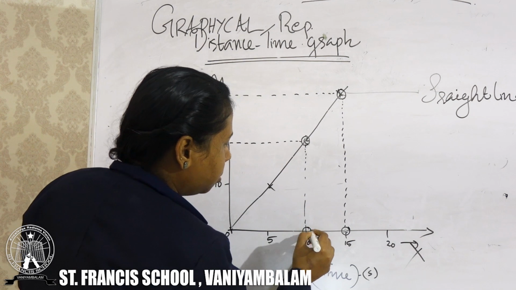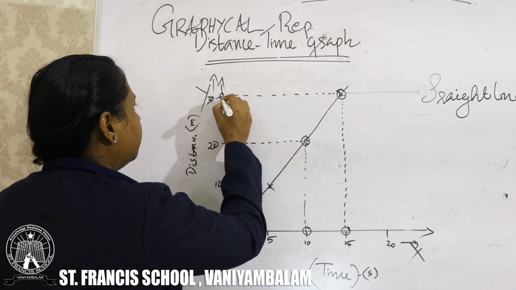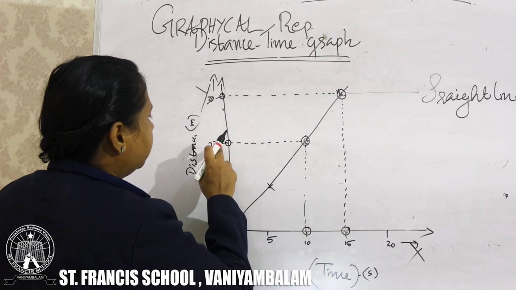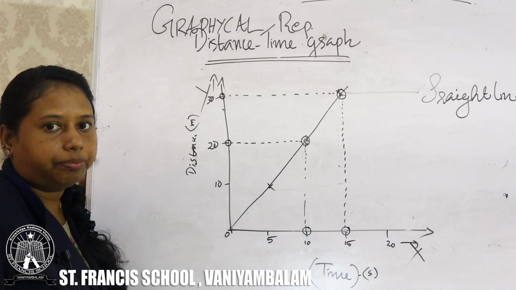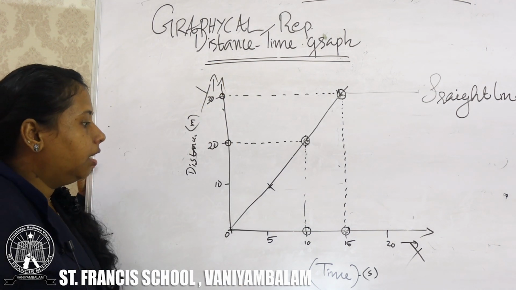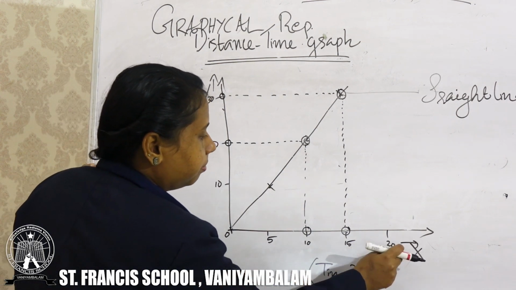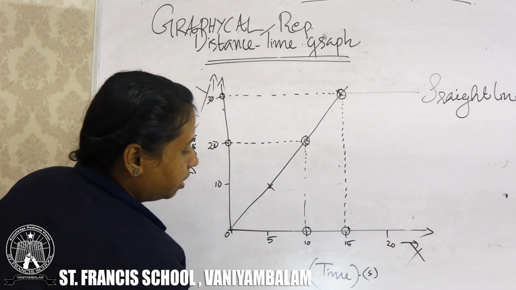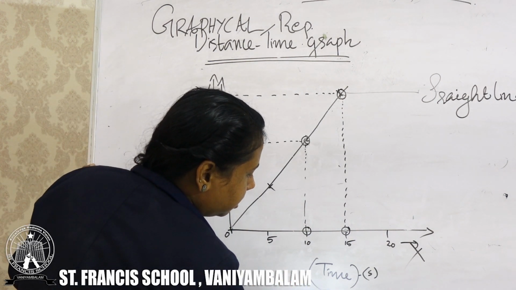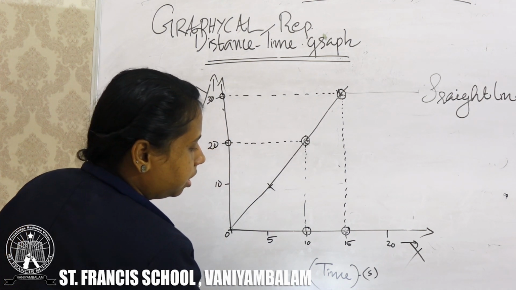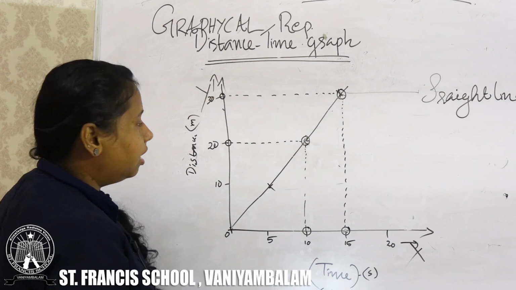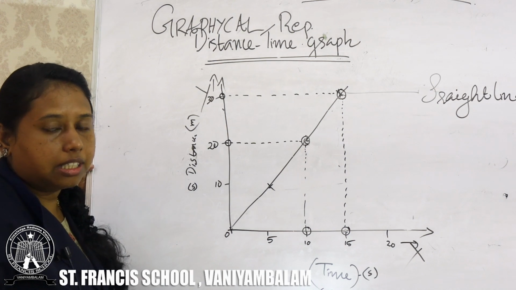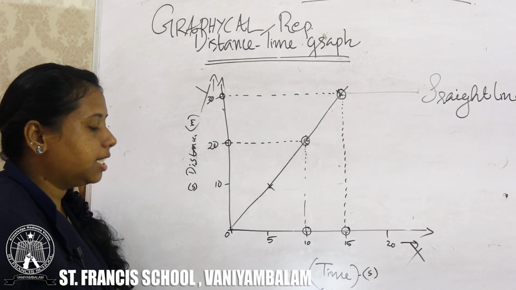These 2 points join here, and here also we are getting 2 points. This is 10 second, 15 second, 20 second, 30 second. This is time and this is distance. So I am using the symbol small letter t for time, and for distance I am using small letter s.